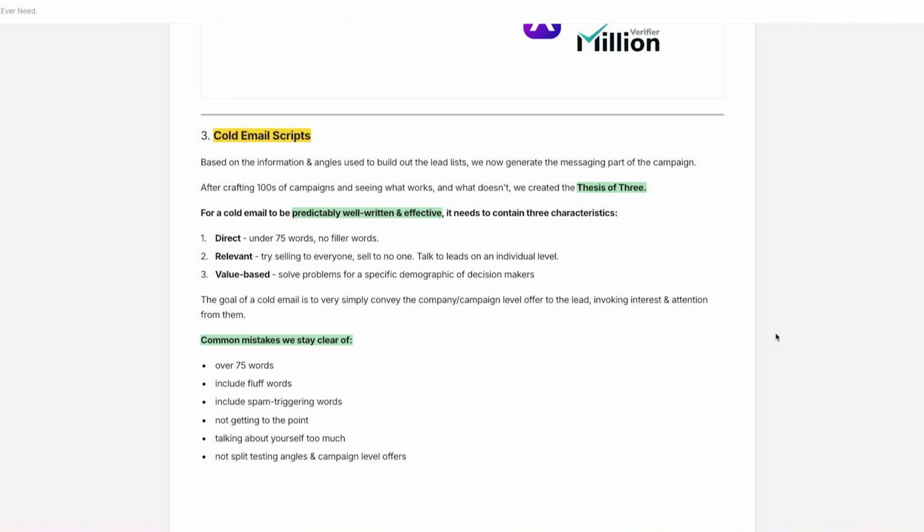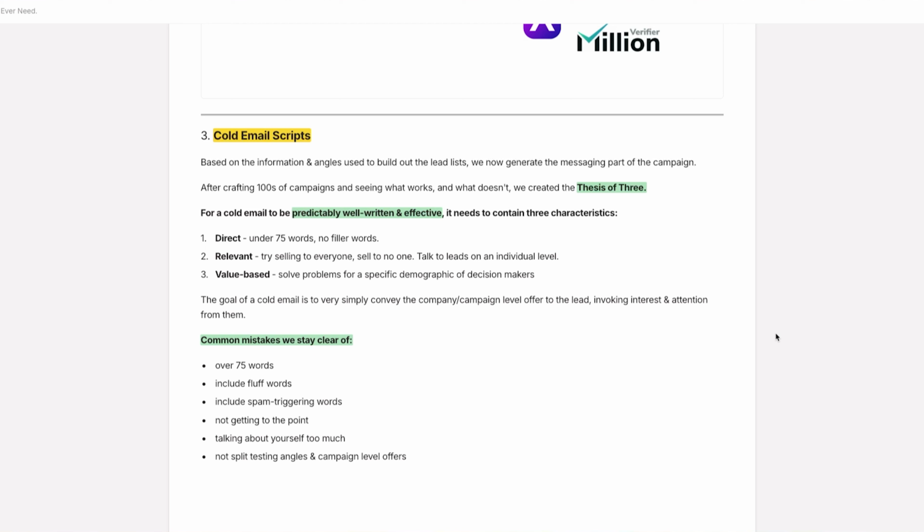For a cold email to be predictably well written and effective, it needs to contain 3 characteristics. Number 1, it has to be direct. So we keep our email scripts under 75 words and they don't include any filler words. Number 2 is relevant. We all know the saying that if you try to sell to everyone, you're gonna end up selling to no one. So we have to talk to leads on an individual level.